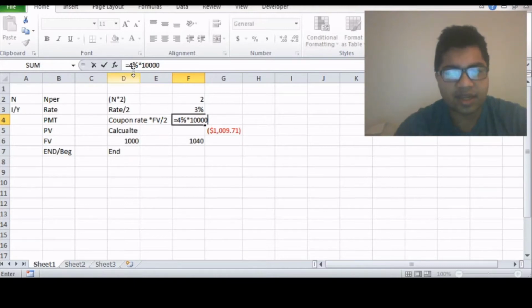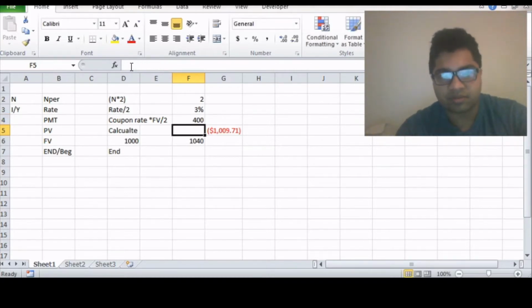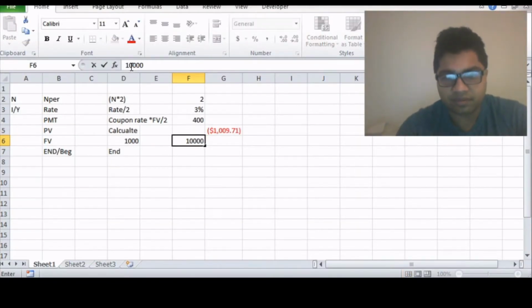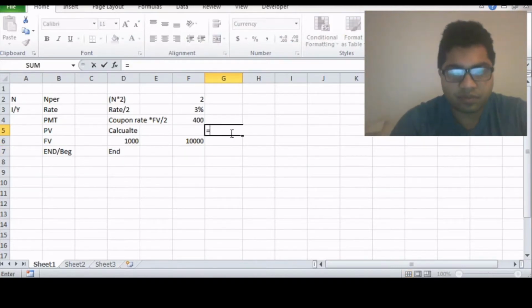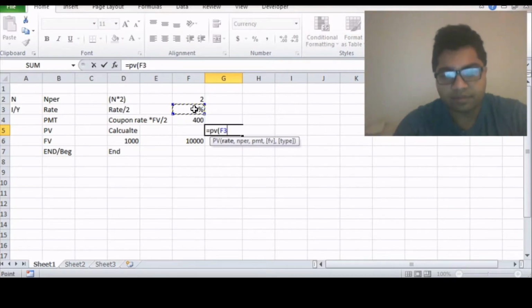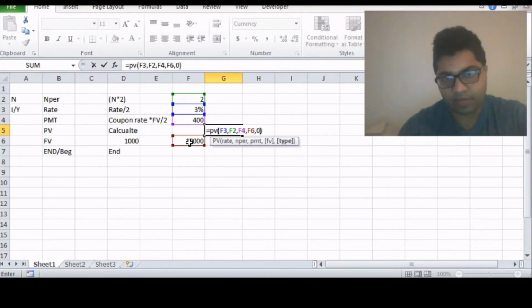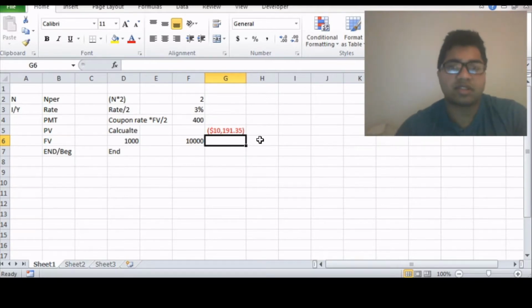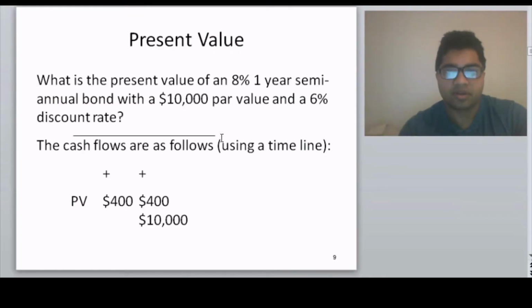So 4%, how did I get it? I did 8% divided by 2, multiplied by par value 10,000, so 400. PV we have to calculate. Par value is 10,000, so PV will be: rate is this, nper is this, PMT this, future value this, type 0, always in end mode. So this is the answer. This is the value of the bond.